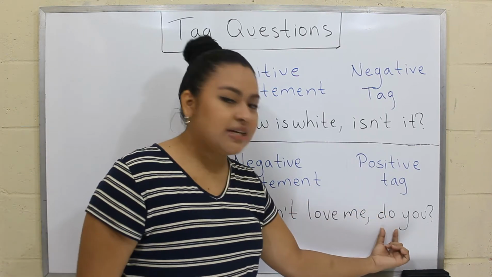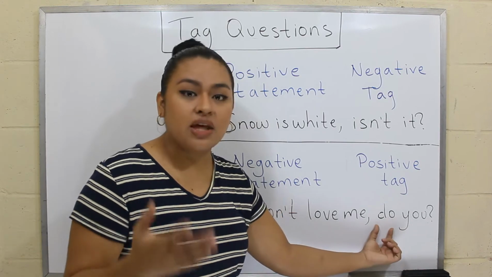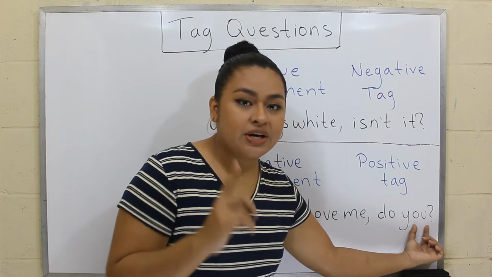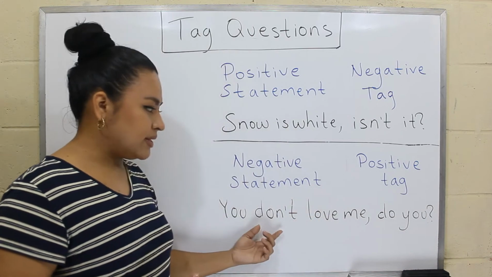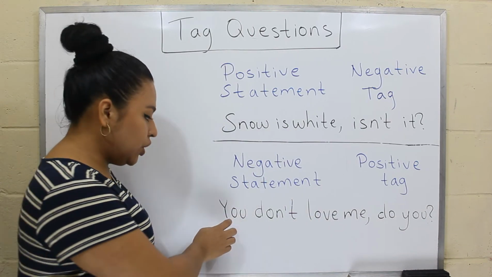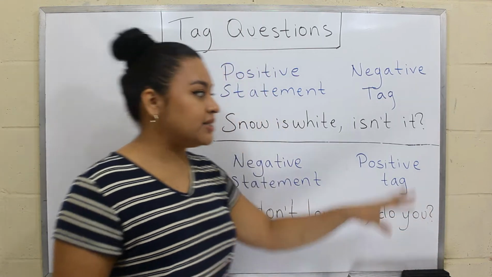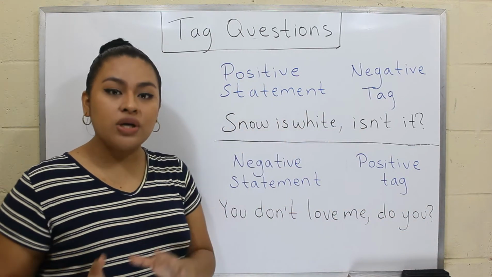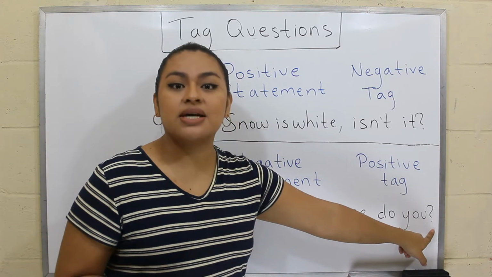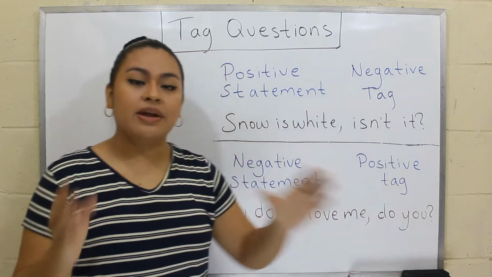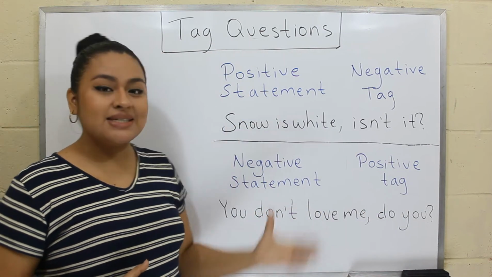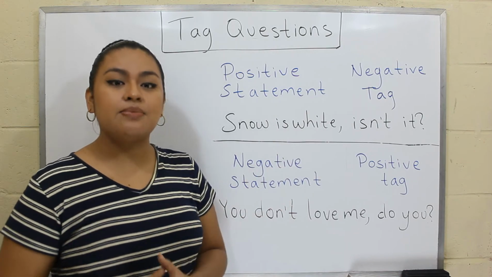So we have it in the positive form, and then we use the pronoun referring to the subject of the statement. In this case it is you. So we write it again, you. And as they are questions, we always use question marks at the end of the question. But if you still have problems understanding these structures, let's see more examples.